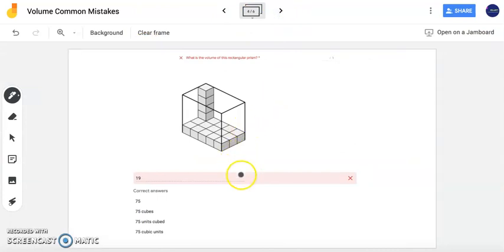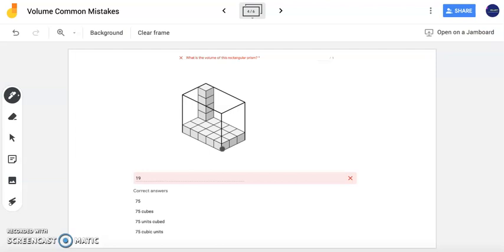So now for this next one here, again, make sure you're fully counting your length, your width, and your height. It's asking you for what is the volume of the rectangular prism. Now I noticed some of you put 19, maybe 20 as well. That's because all you did was count the cubes that you see. But notice the cubes that you see do not fill in the entire rectangular prism.